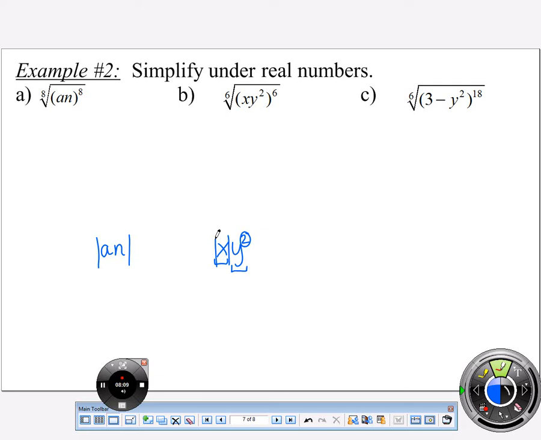For part C, I get this. Because this is cubed, this will not guarantee to be positive. Even though y squared will make the y positive, 3 minus that number might not be positive. So I'm going to go ahead and put absolute value bars around that as well.